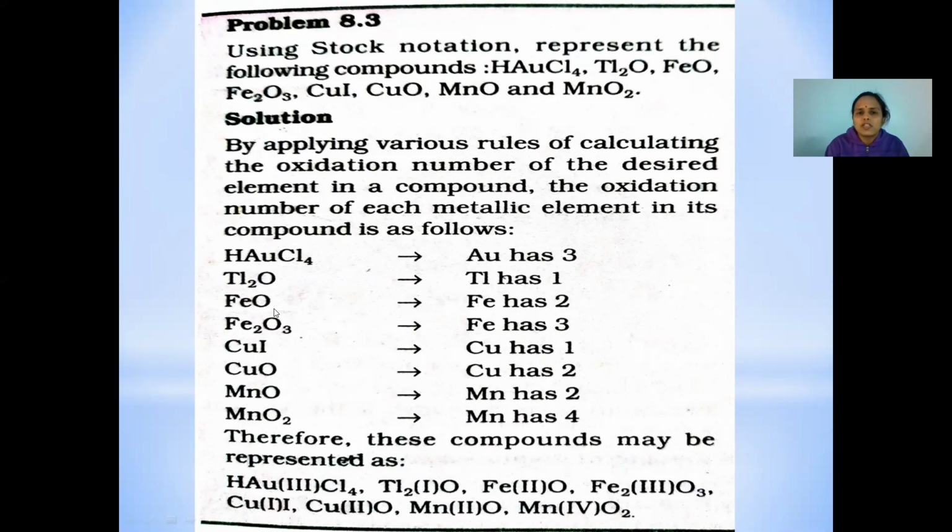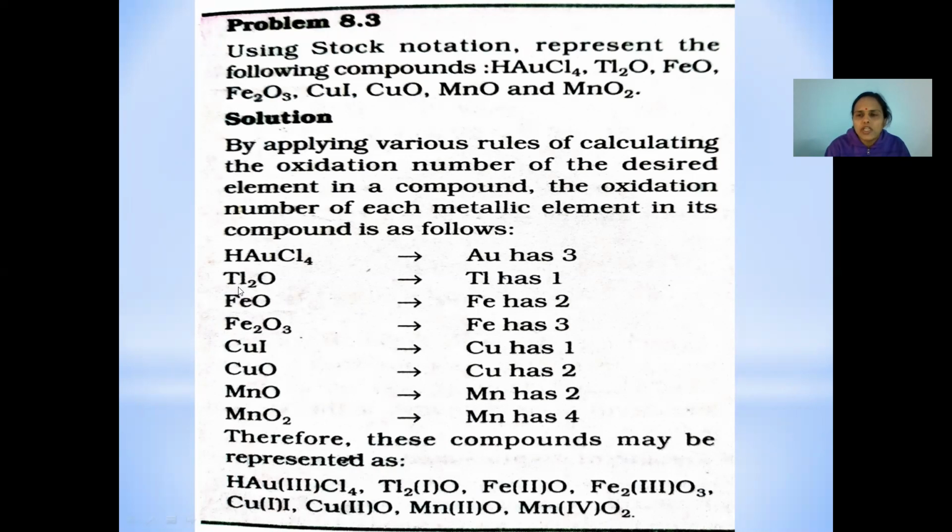And usually the oxidation number of metallic element is calculated. Here the metal which is present here is Au, gold. So plus 1 plus x minus 4 equals 0. x is equal to 3. So here gold is present in plus 3 state. So it's represented in Stock notation as HAu(III)Cl4.